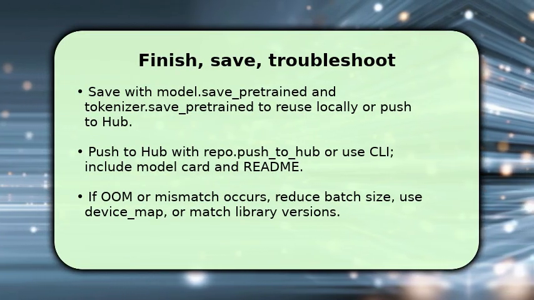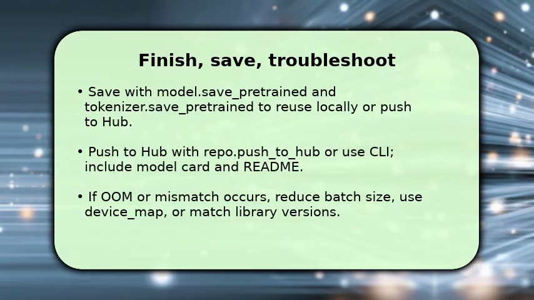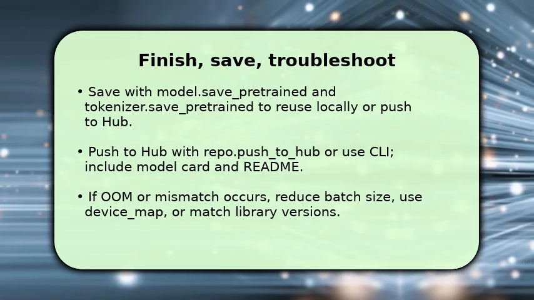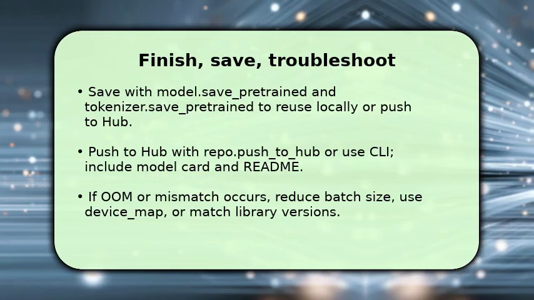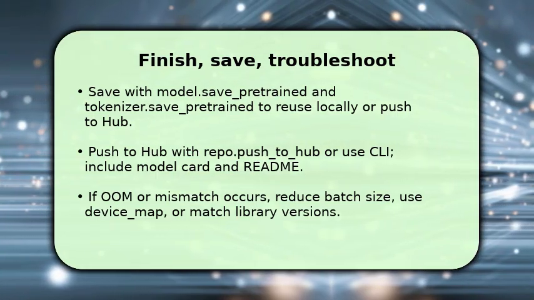If things fail, check versions first. Mismatched transformers and torch often cause errors. If you hit OOM, reduce batch size, enable mixed precision, or use device map to shard. Most issues resolve by matching versions and adjusting precision or memory strategy.